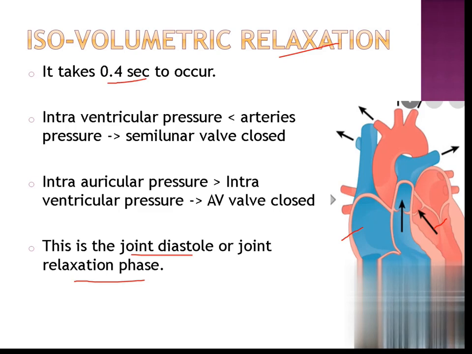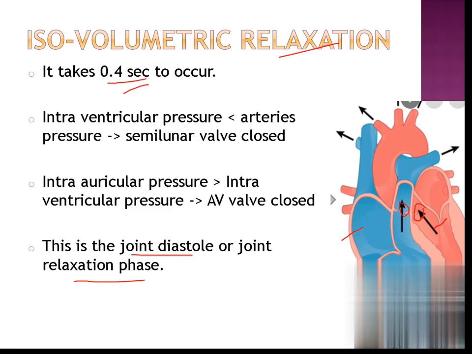Now, what happens is that the intraventricular pressure is higher, so the blood flows to the arteries, which we read, and the valves are closed. The semilunar valve over here and the aortic valve over here, both close. Once the blood is gone from the ventricles, the ventricle is relaxed and the auricle is also relaxed. This lasts for 0.4 seconds. When both of them are relaxed, that's why it is known as joint diastole or relaxation phase.